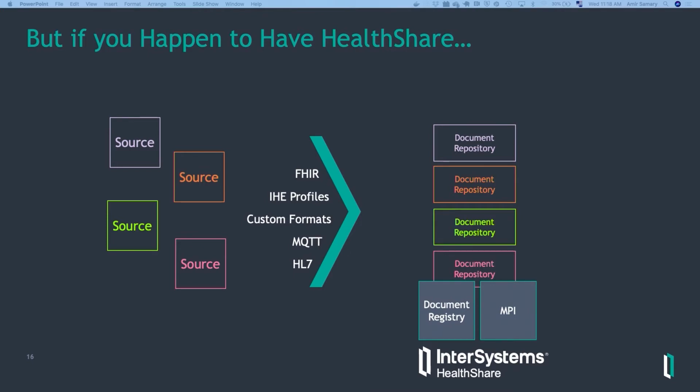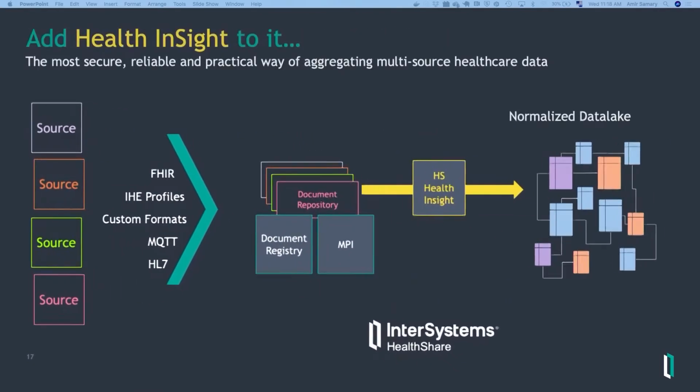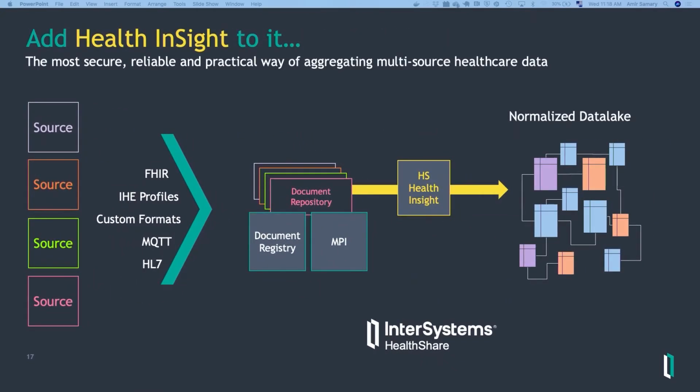So here we are taking a look at what HealthShare can do for you, and all these sources are stored on document repositories, and we have the MPI there linking all this data for us. And HealthShare has this plugin, this Health Insight, that will just take all this data and leave that for you on a very nice data model, on tables. Okay. So now you have on a single data lake, a normalized data lake, in real time, information that is flowing from all these systems, from all these facilities. And that is very, very valuable. That's the starting point.